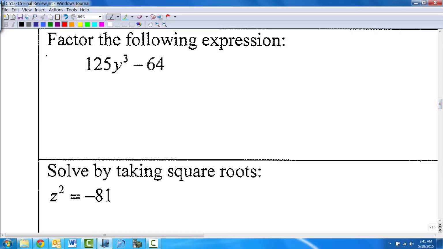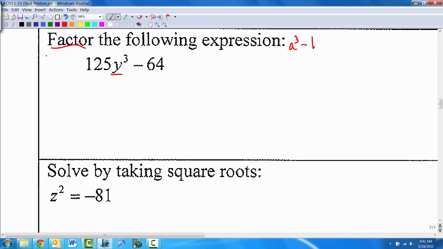And now here we go. What does this say? Y to the what? And the answer is y cubed. So you'll definitely have one of these on the final where you have to factor a difference of 2 cubes or a sum, one or the other.